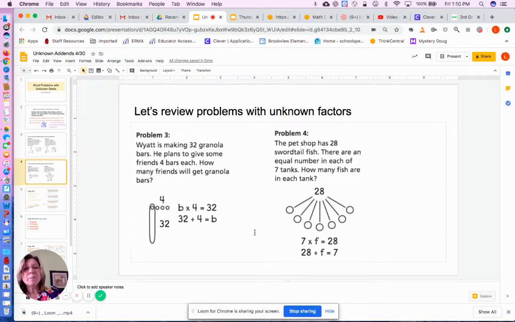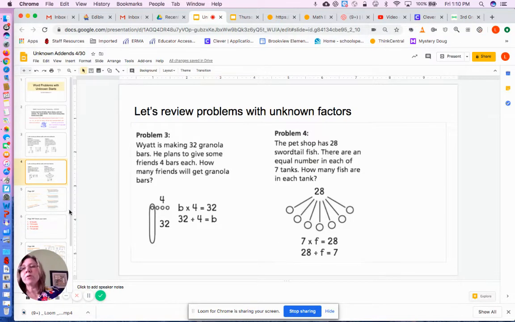Okay, the pet shop has 28 swordtail fish. There are an equal number in each of the 7 tanks. So we've got our 28 at the top. We've got 7 tanks. How many do we put in each? How many fish are in each tank? So 7 groups of something, or F for the variable, equals 28. So our answer for number 3 is 8. Our answer for number 4 is 4.